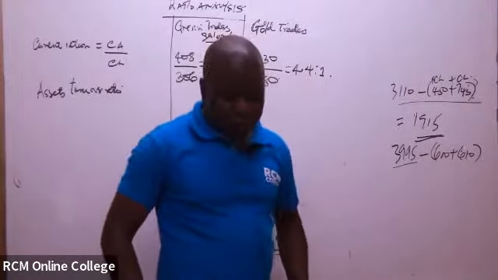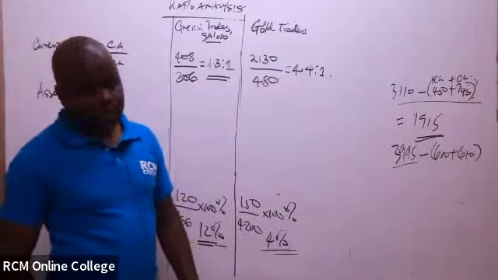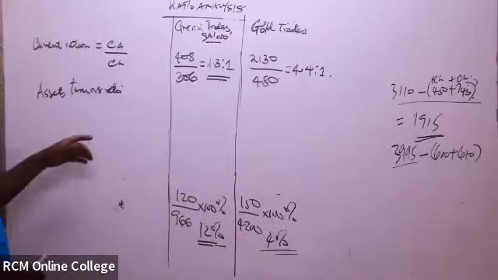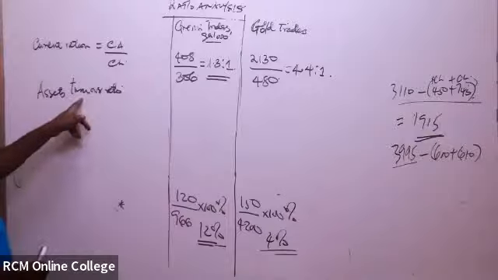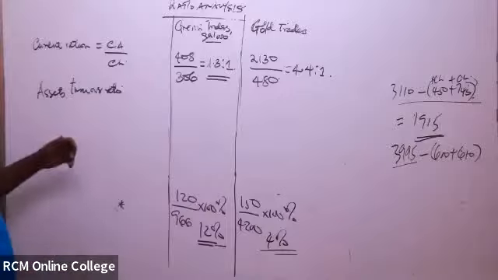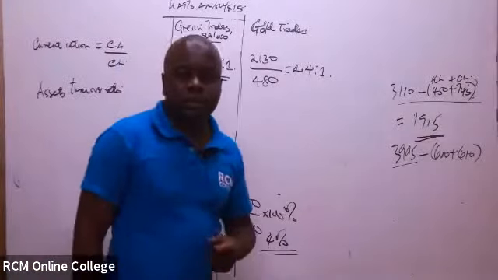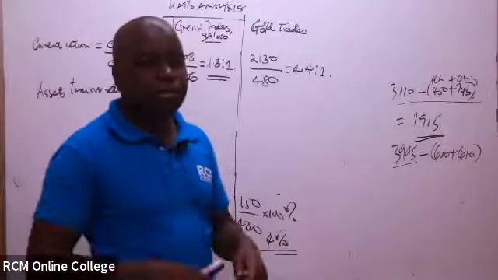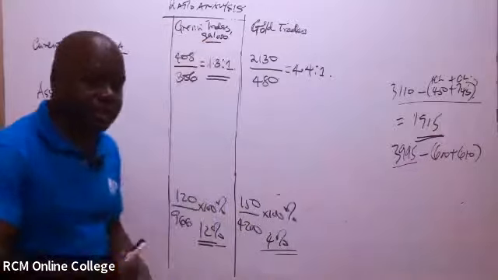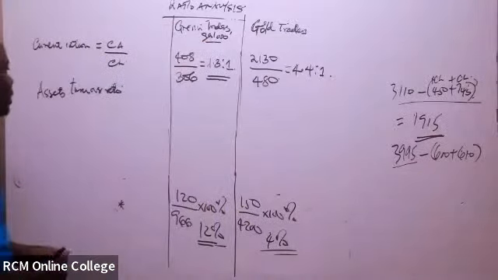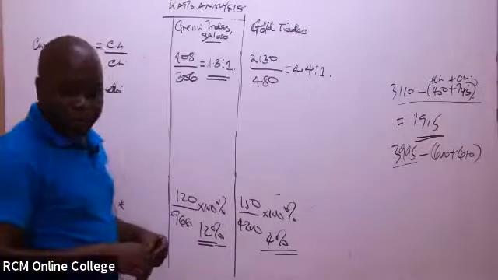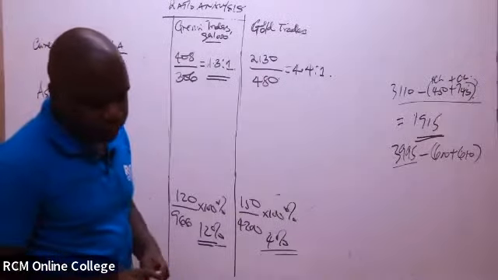The asset turnover ratio is sales over total assets. Whenever you see this term turnover, it mostly has something to do with sales. If someone asks you, what is your annual turnover? How much are you raking in terms of revenue when you make your sales? That is your turnover. So in this case it will be sales over the total assets.